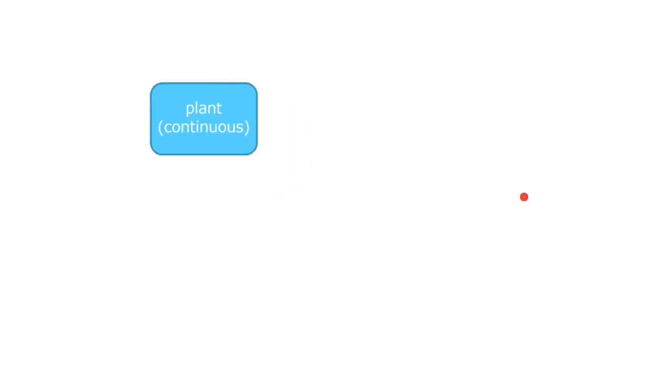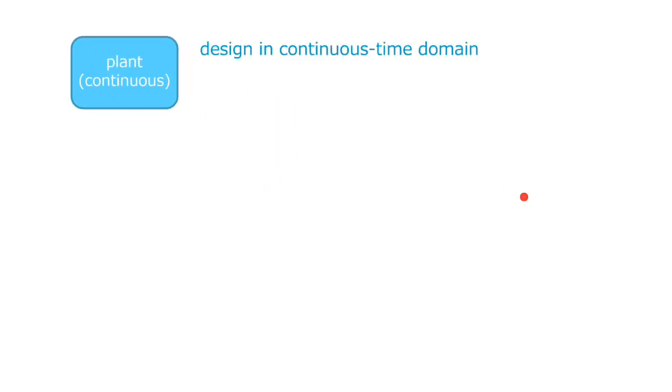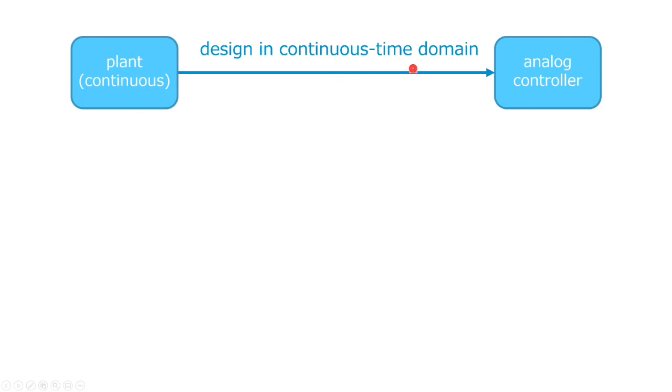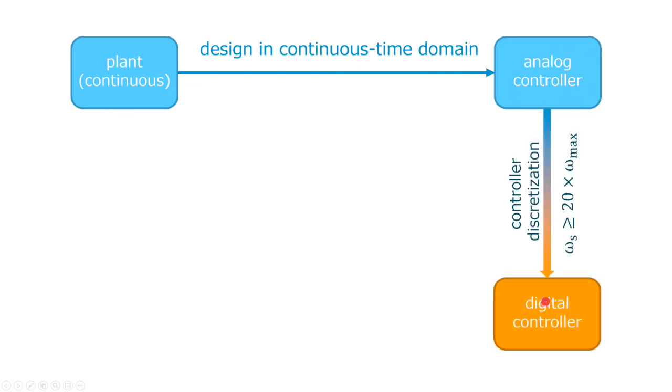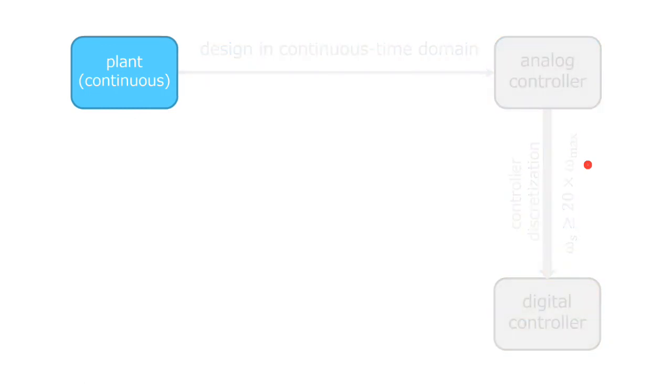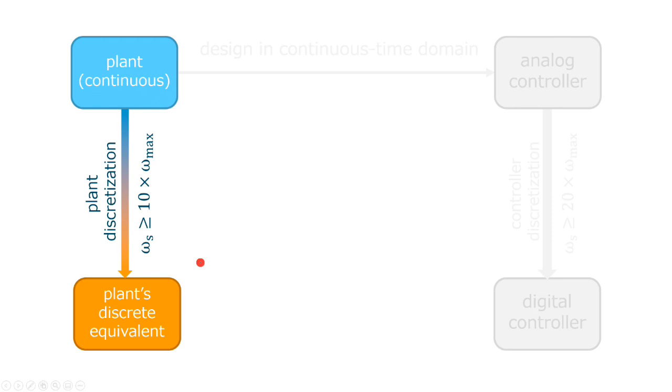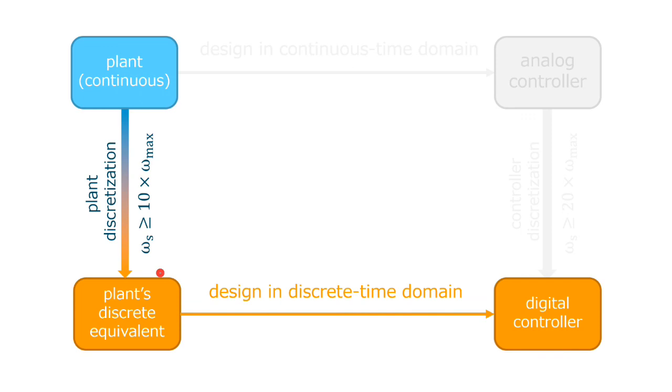The two paths I'm referring to: we have the possibility of designing in the continuous time domain. This was the matter of the first semester, and this gives us an analog controller. And from that, we can make a discretization. In that case, we should use the sampling rate as 20 times the maximum frequency. The other path possible is that we first discretize the plant, and in that case, we can go to a less conservative 10 times the maximum frequency for the sampling rate, and then design the control in discrete time domain. We'll be speaking a little bit more about this in the future.